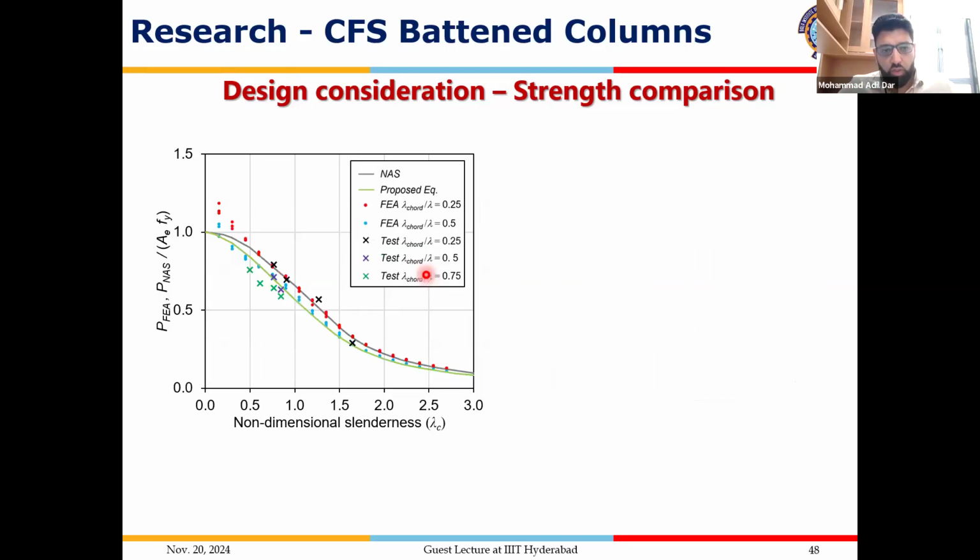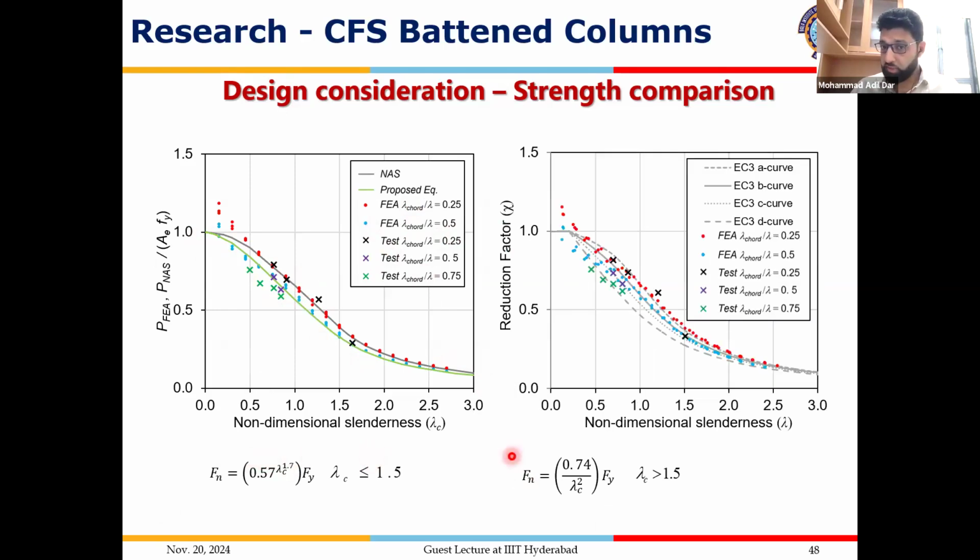Now, what we did is, for smaller lambda chord by lambda, we stick to the current codal provisions. For lambda chord by lambda equal to 0.5, we propose a different curve, which is verified through the experimental results. These are the revised equations where we fine-tune the design coefficients. The same is applicable to the Eurocode.